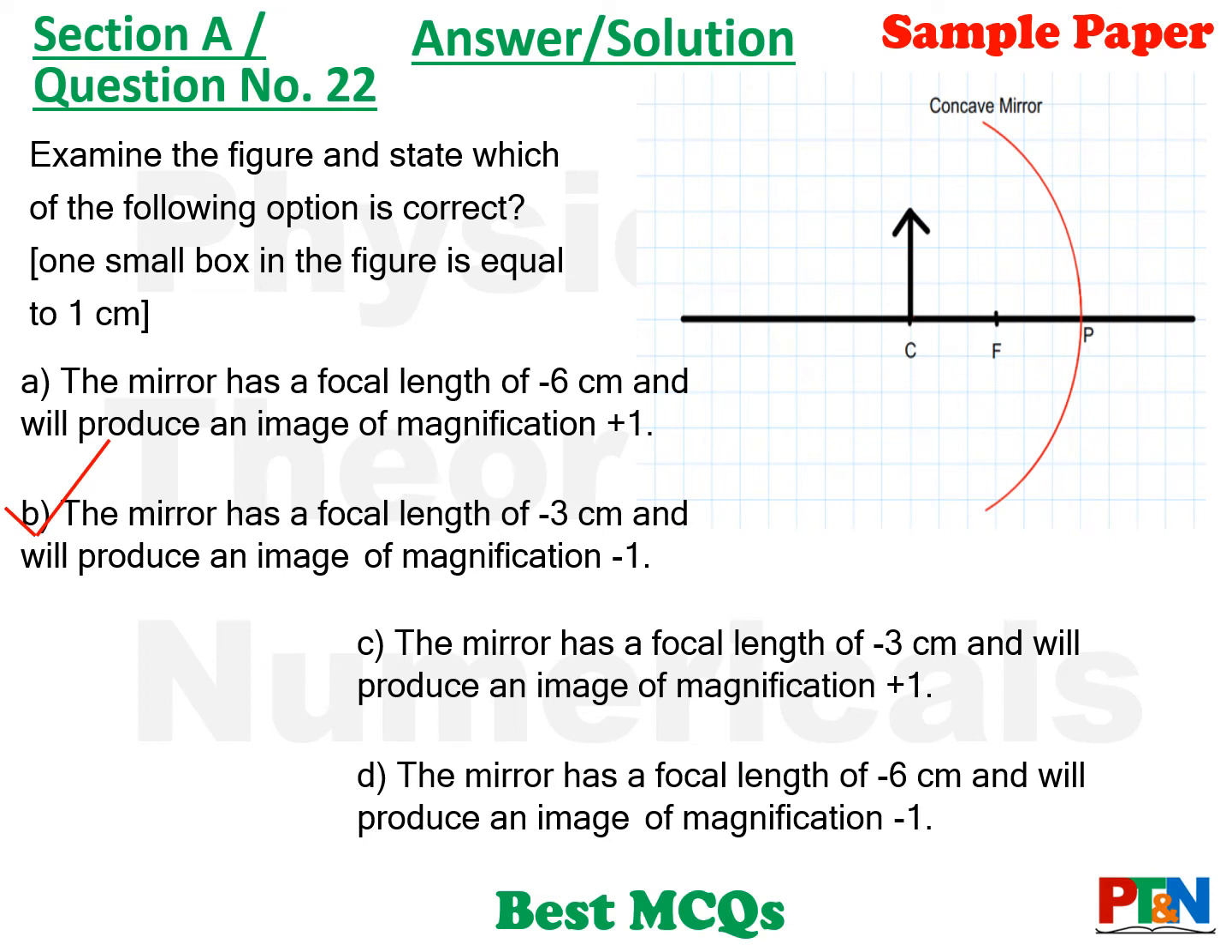So magnification, of course, it is in the reverse direction. So magnification will be -1. So focal length is -3 and magnification is -1. That is option B.